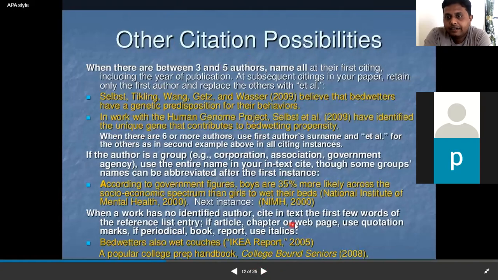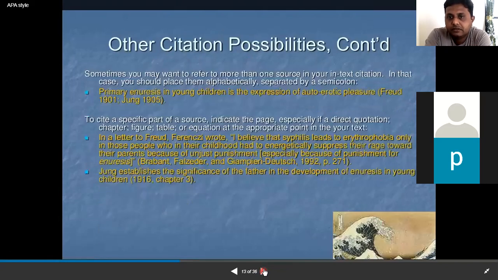These are the other citation situations. These are not related to our study. Let's skip it.